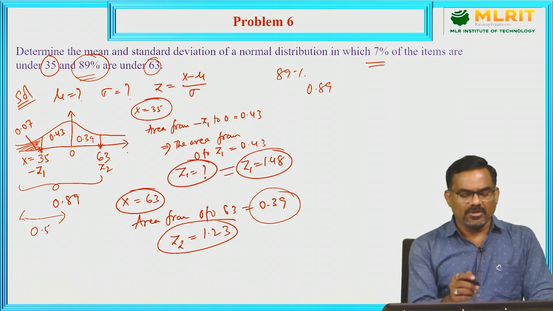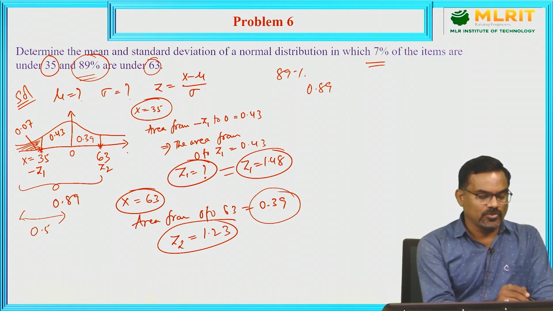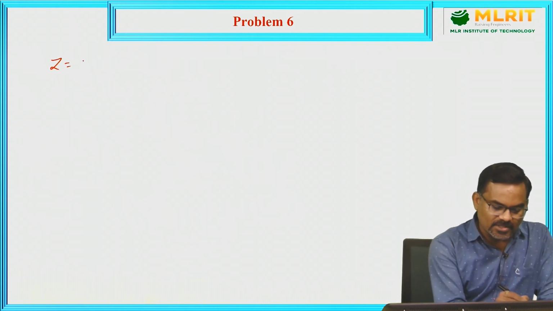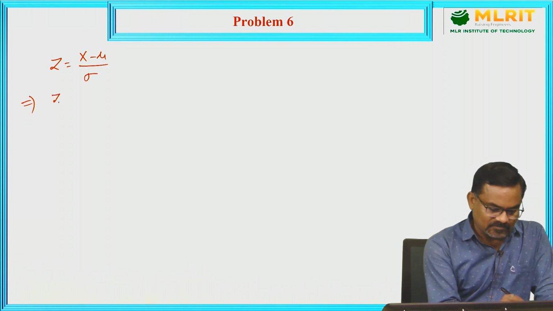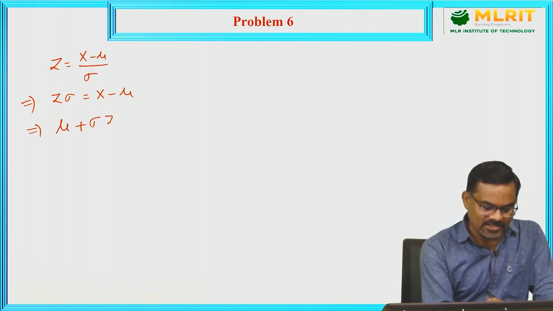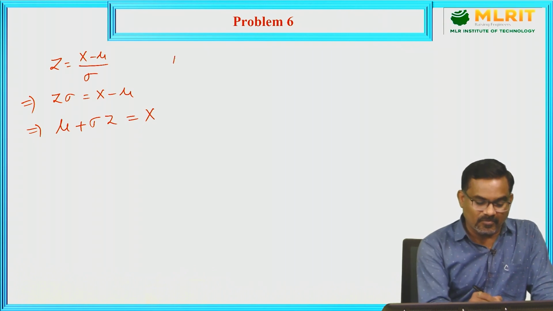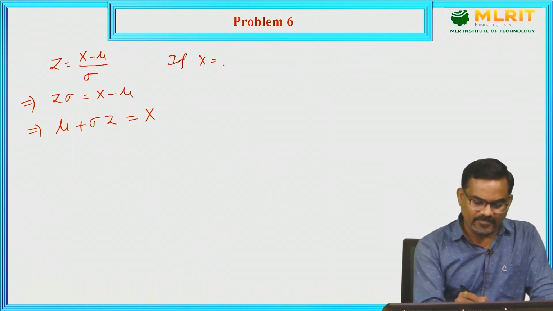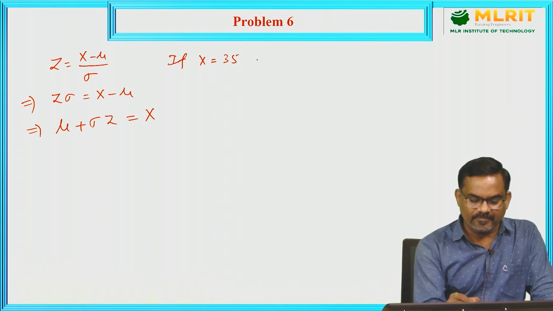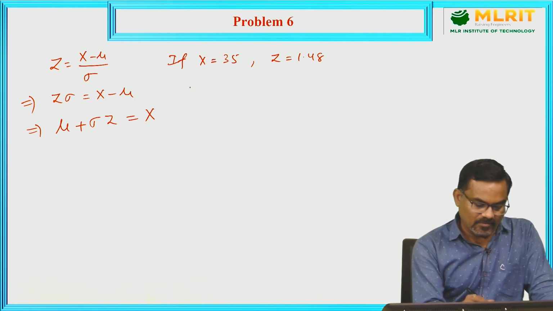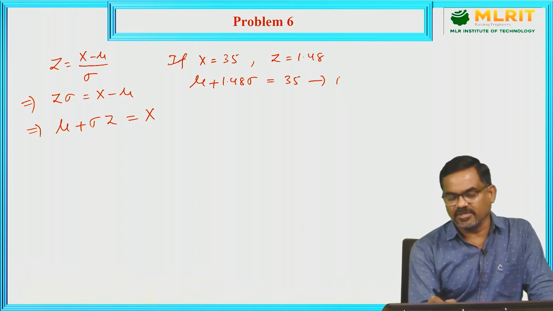Now what is the actual thing to find? Here the question is to determine the mean and standard deviation, because mu and sigma are unknown. So we have the formula z equal to (x minus mu) by sigma. That implies z into sigma is x minus mu. So mu plus sigma z is x. Now first one, if x equal to 35, what is the value of z1? 1.48. So x equal to 35, then z is 1.48. So mu plus 1.48 sigma is 35. This is equation number 1.